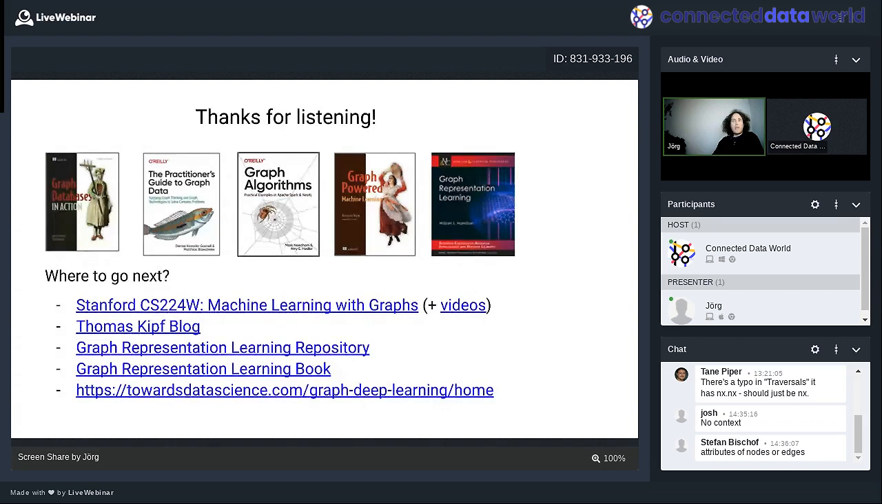This is, by the way, a free ebook as well, Graph Representation Learning, which covers the representational techniques, the different embedding techniques we discussed in the last part. Furthermore, there's a Stanford course on machine learning with graphs, including the videos. Thomas Kipf, who wrote one of those first papers, has a really good blog post. And then there are a number of other links here which might help you to dive deeper into that topic. With that, thank you so much for listening.